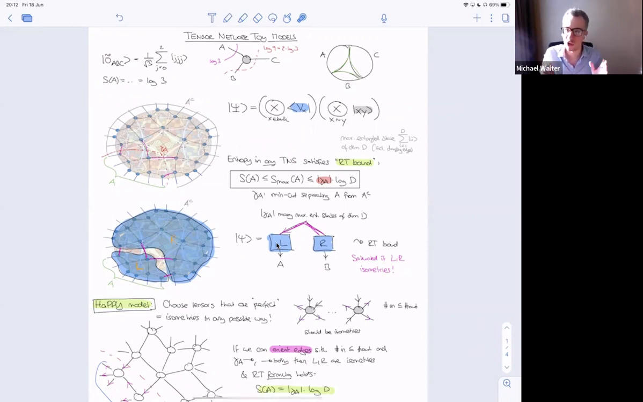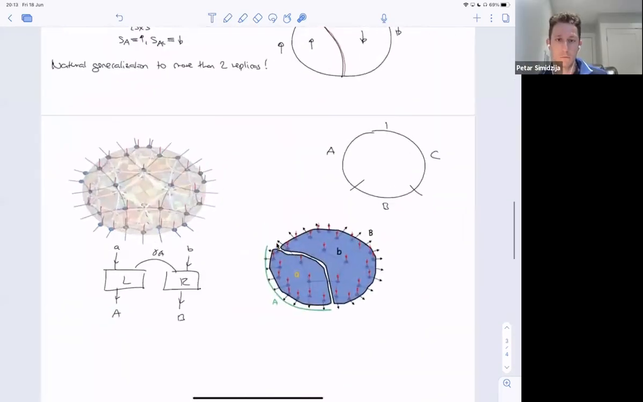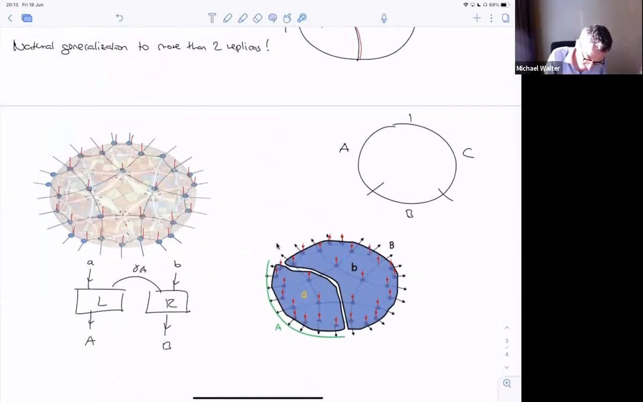If I start with a network like this, I just get a single state, right? Once for each choice of tensors. Yeah. Or if you choose them at random, you get an ensemble of states, but somehow everything we discussed was true basically for a single realization.